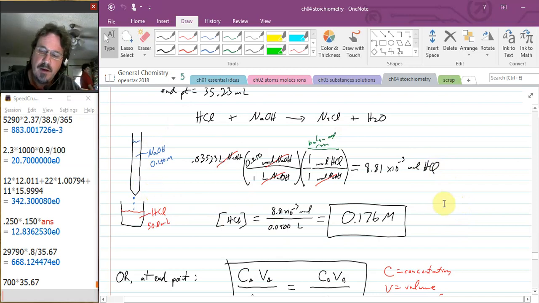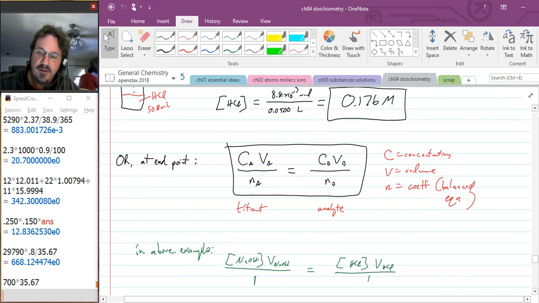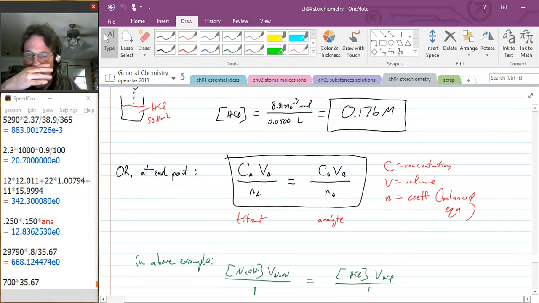Okay. Now, there is another way that you can go about this. This is true at the end point or the equivalence point of a titration.